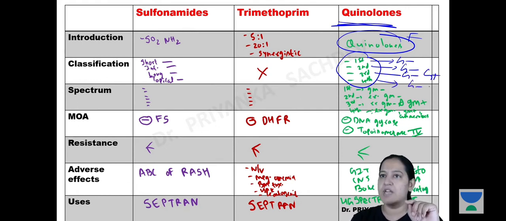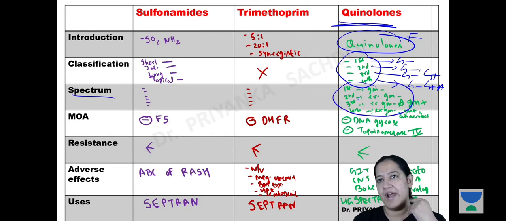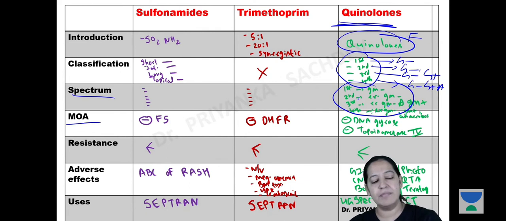Fourth, gram negative also, gram positive also, anaerobic also. And in each of them, learn the drugs. Learn the drugs. And spectrum, that I have already told you. This thing I have written here also. Mechanism of action: it is inhibiting two enzymes. Name those enzymes.